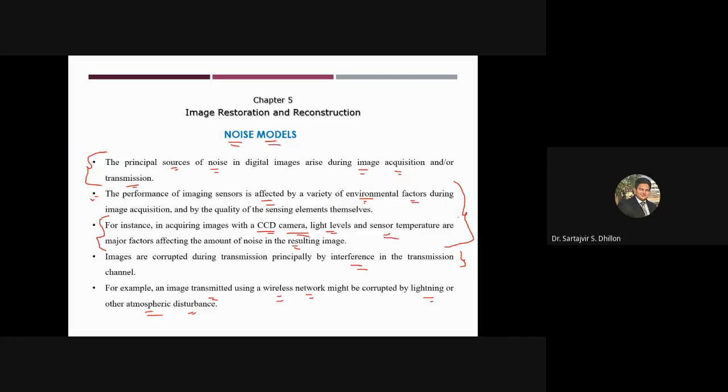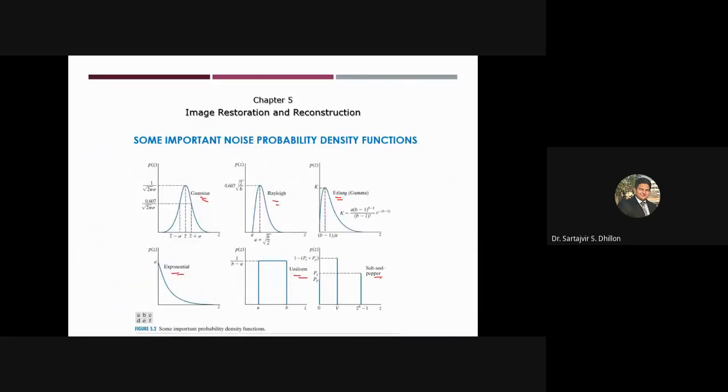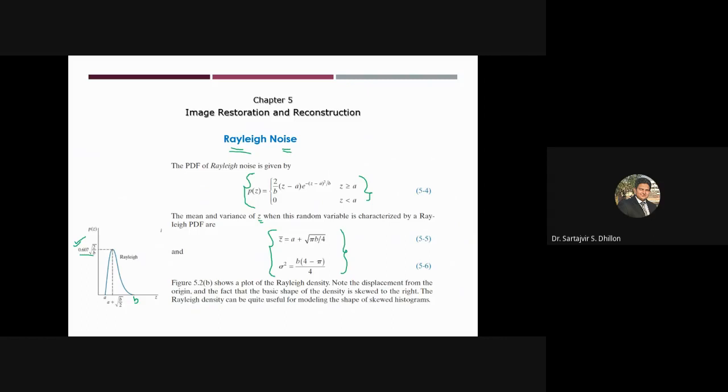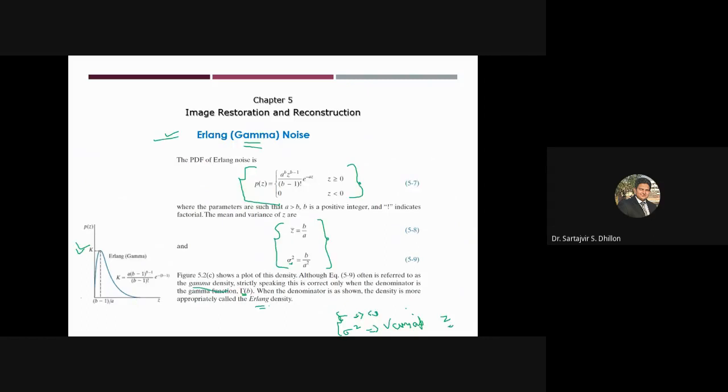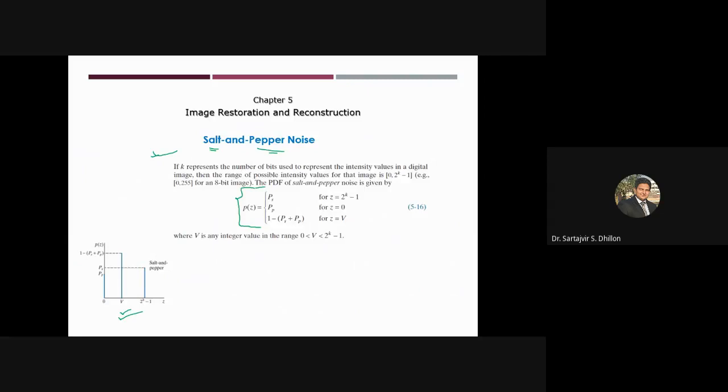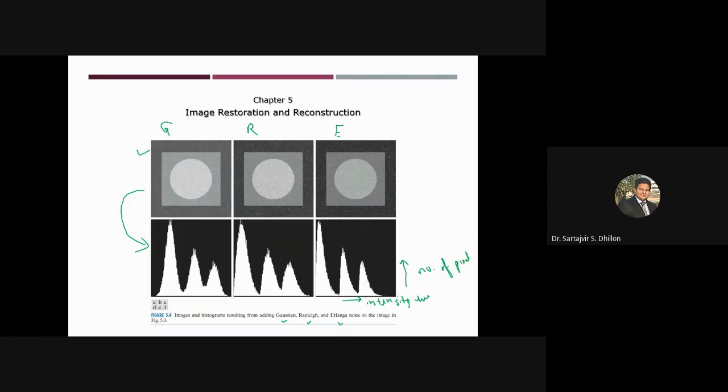We already did various noise models yesterday, based on their histograms. The first one is Gaussian, then Rayleigh. This is the mathematical expression for Gaussian and its output shape, and this is Rayleigh. Then we did gamma, then exponential noise, uniform noise, and the last one is salt and pepper noise. Here we can recognize what the histograms of all these noise models look like.